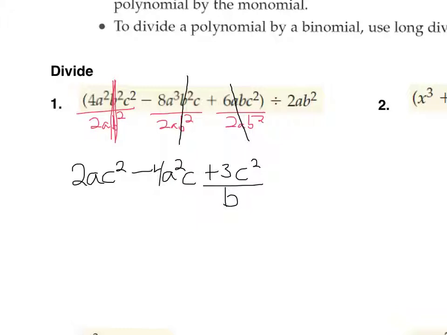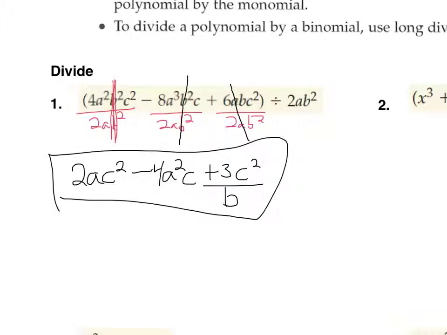So that's our answer. It looks kind of funny because of that fraction at the end, but that fraction at the end is basically like the remainder. This says that when you divide, it doesn't come out evenly. It comes out evenly for a couple of the terms, but not for all of them.